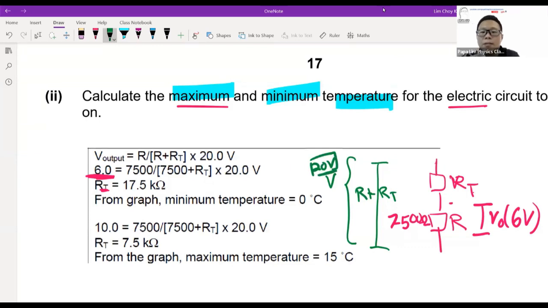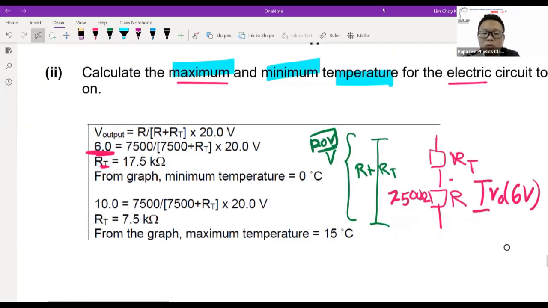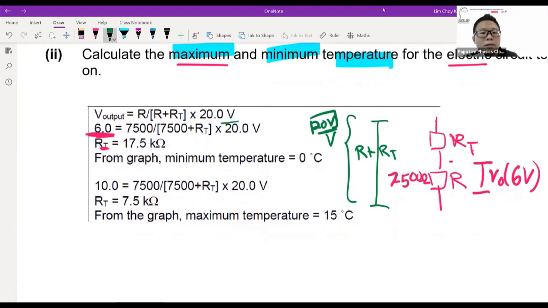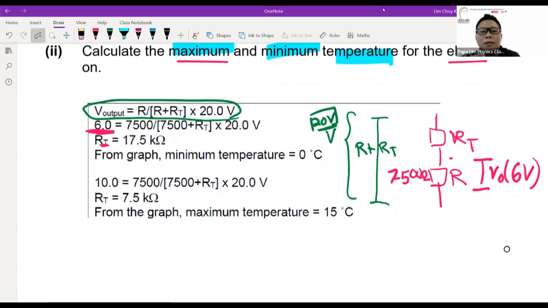If you substitute these values into your potential divider formula, you should be able to derive this particular equation. Then from there, you manipulate it, and you should be able to identify that the RTH needed for the Vout to be 6 volts is 17.5 kilo ohms.